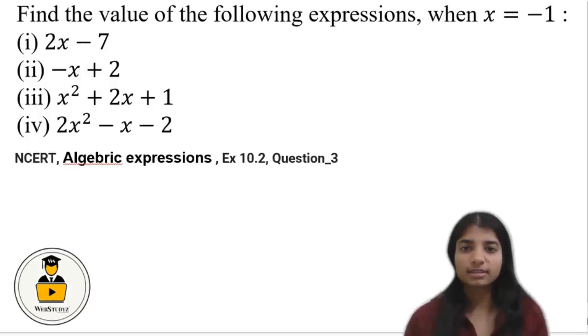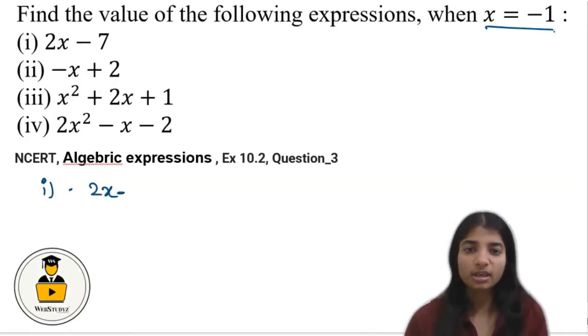Students, let's discuss the question. In this question, we have to find the value of the following expression when the value of x is equal to -1. So basically, we are just going to plug the value of x in the expression. The first expression is 2x minus 7. Here we are given the value of x, that is equal to -1. So we are going to plug the value here, that is equal to 2 multiplied by -1 minus 7.